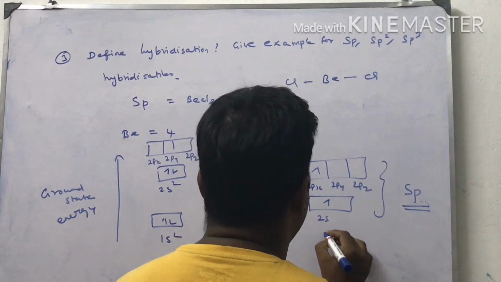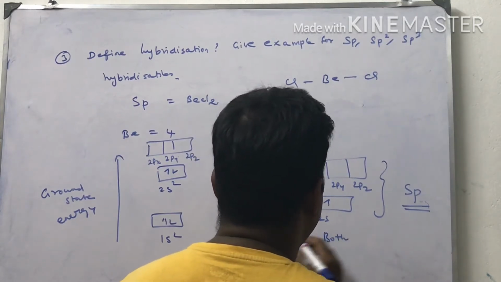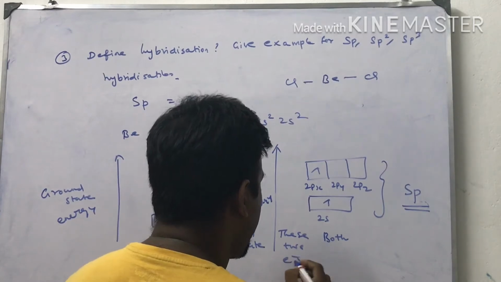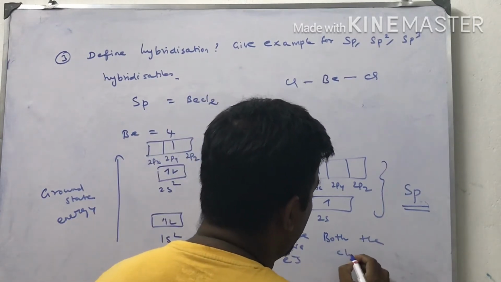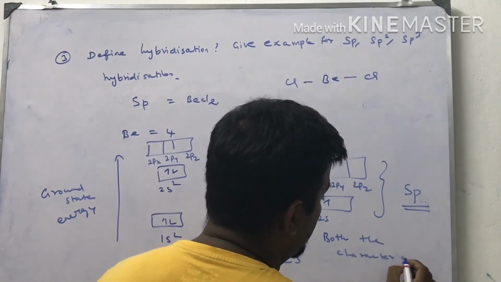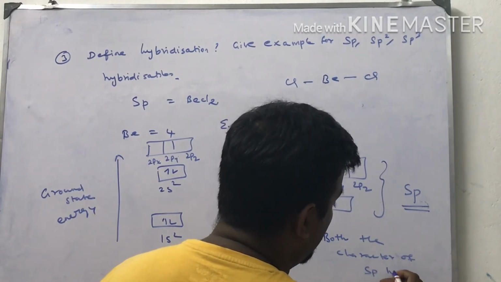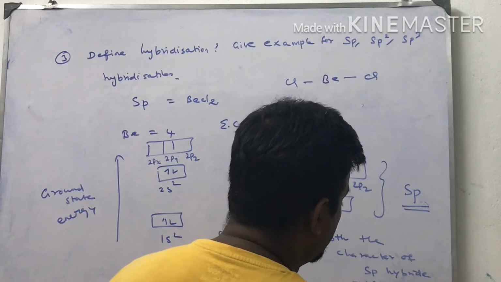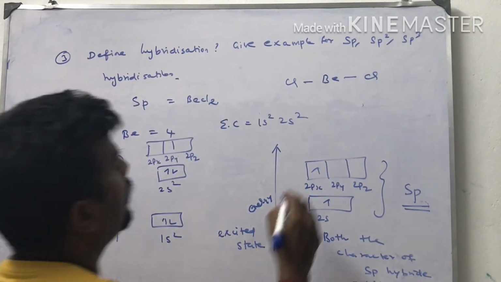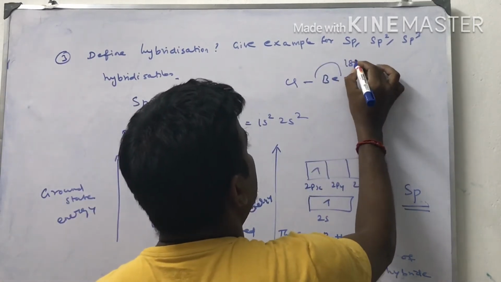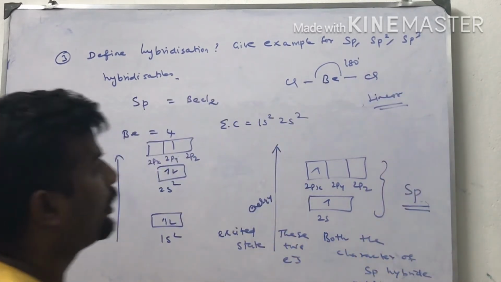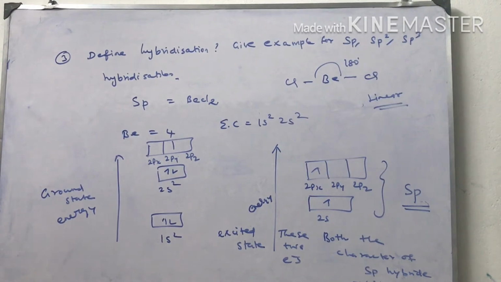These two electrons have both the character of sp hybrid orbitals. So this is the example. The bond angle is 180 degrees, linear shape. Beryllium chloride is a good example of sp hybrid orbitals.